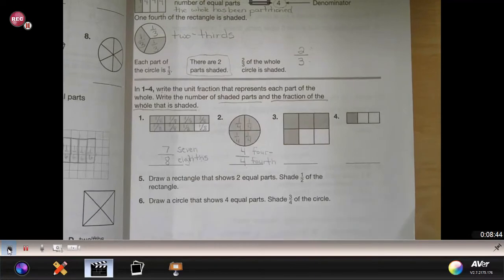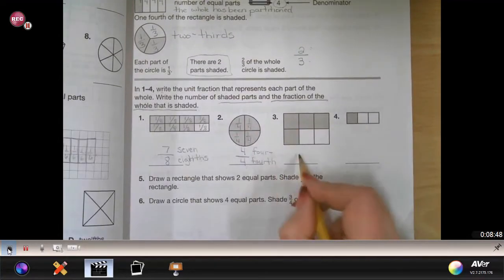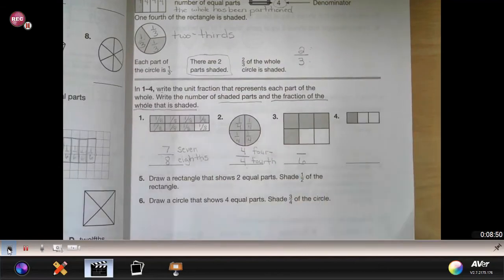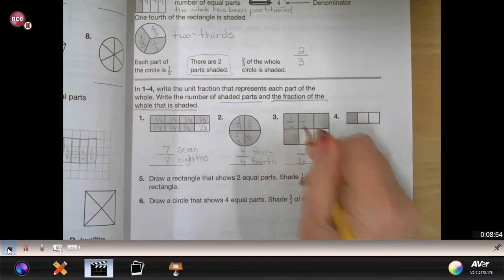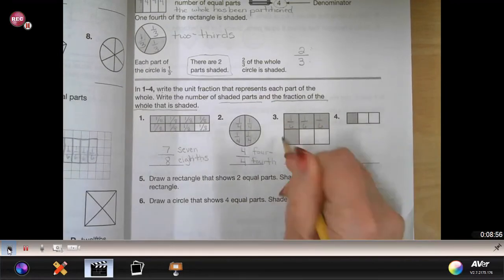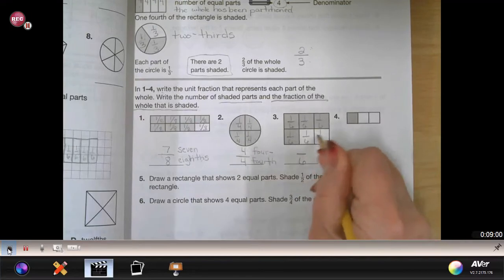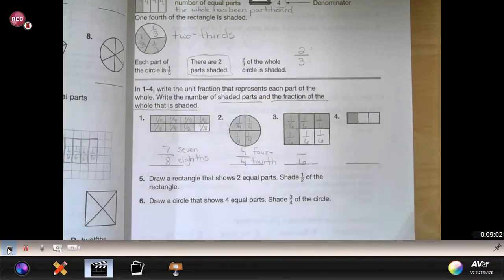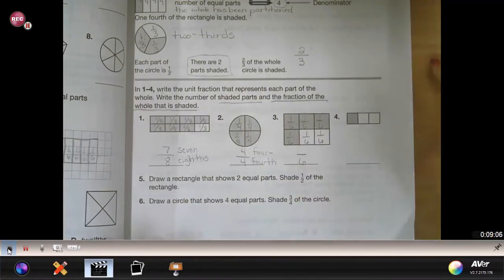Number 3, 1, 2, 3, 4, 5, 6. This rectangle is broken up into 6 equal pieces, and each one of these parts is a unit fraction, which is one of the parts. And I'm going to label them as 1/6. Now, how many are shaded? That's our numerator. That's what we're going to count.